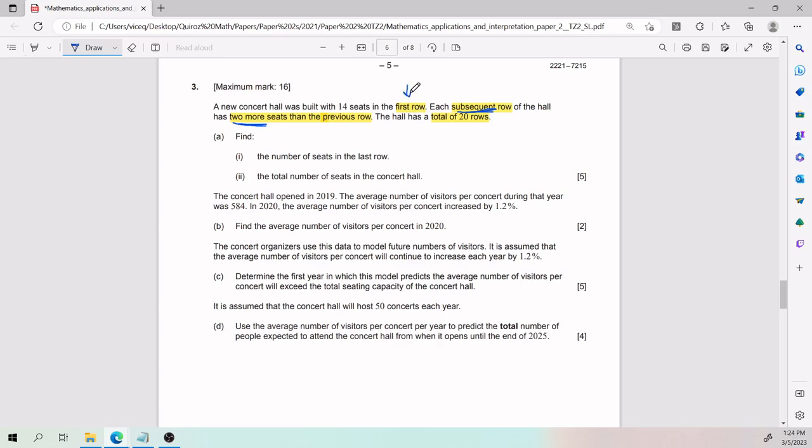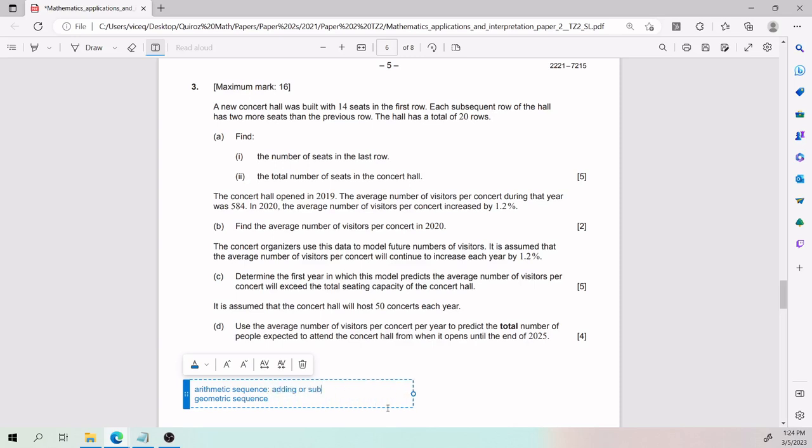So we have a first row, then we have a last row, we have rows in between, we have stuff being added or multiplied. We're not sure. We're going to figure all that out now. We have two types of sequences: the arithmetic sequence, which I'm going to write down, and the geometric sequence. As a quick rule of thumb, the arithmetic sequence is going to be adding or subtracting, while the geometric sequence, you guessed it, is going to be multiplying or dividing.